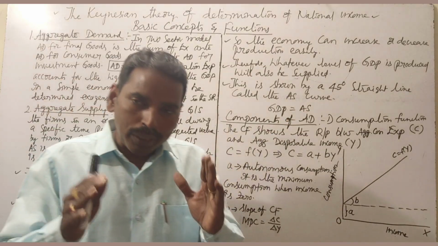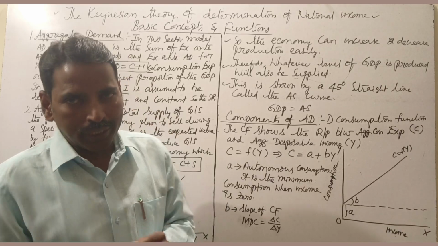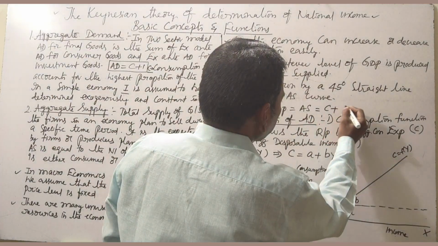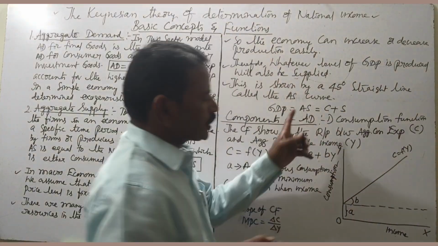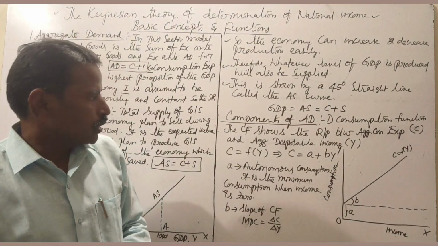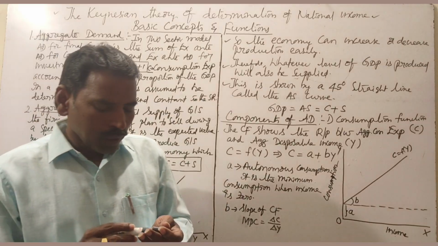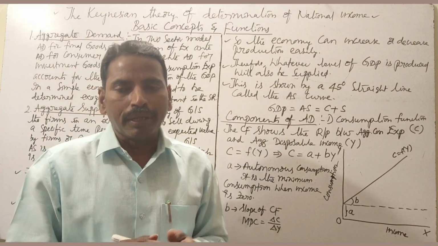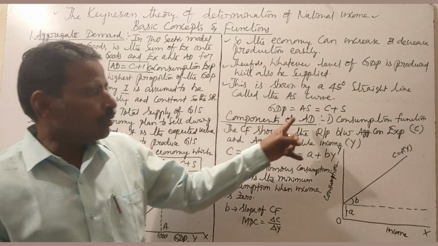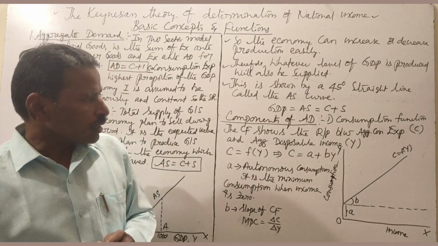Aggregate supply is equal to C plus S. C means consumption, S means savings. The third point is components of aggregate demand. AD means aggregate demand.